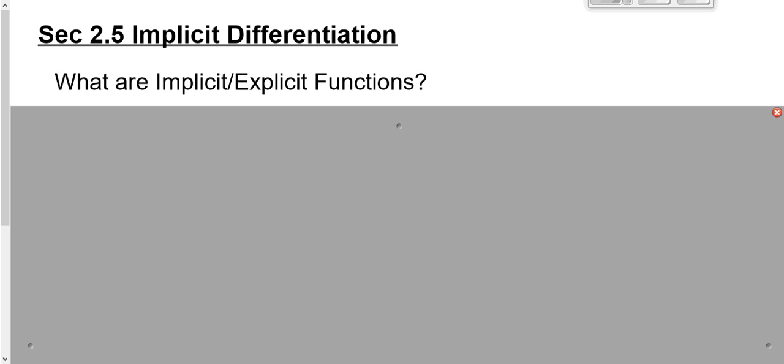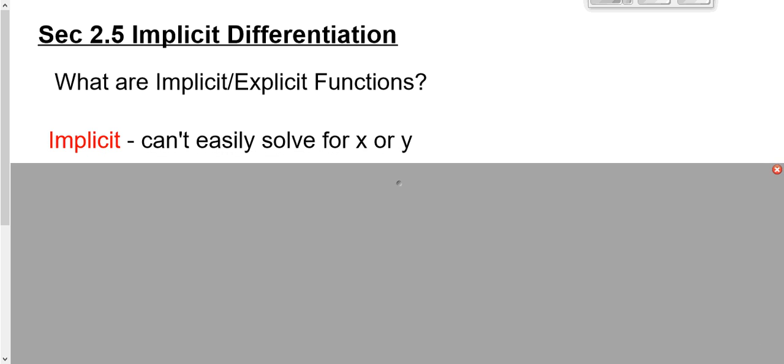So first, to understand what implicit differentiation is, we need to understand what an implicit function is. There are two types of functions, implicit and explicit. Implicit means you cannot easily solve for x or y. So you're not going to get all your y's on one side and all your x's on the other. That's not going to happen. This is a new kind of function. We have not looked at these yet.